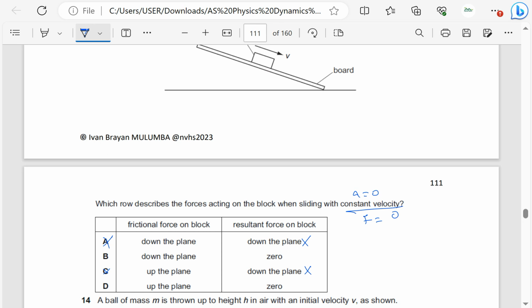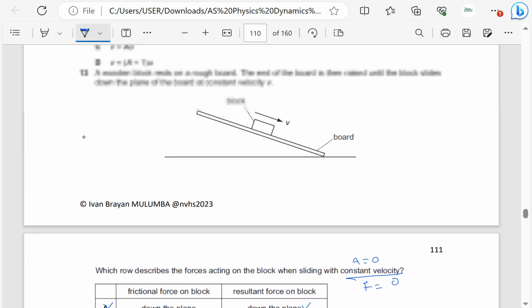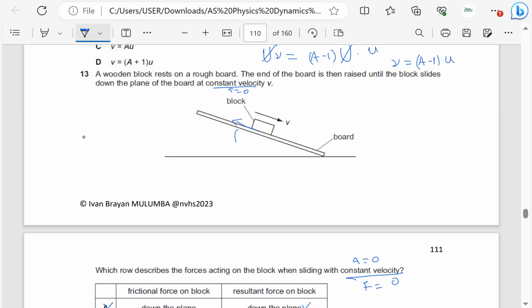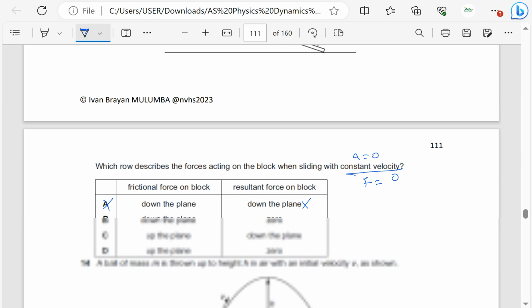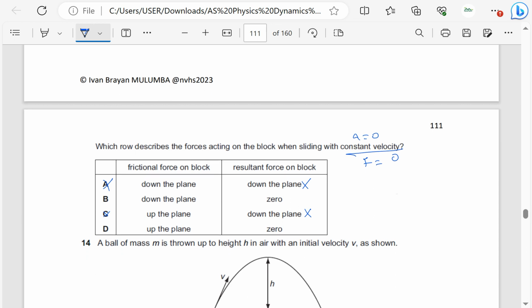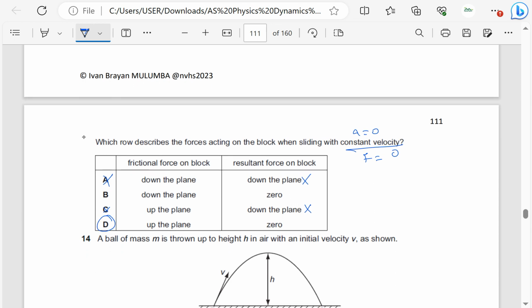So of course, if it is sliding down the plane, if motion is down the plane, then that means friction is going to be upward, up the plane. So this is automatically friction acts to oppose motion. So the friction is going to be in the opposite direction, which is going to be up the plane. So the answer is going to be D.